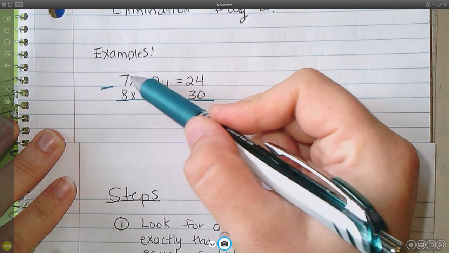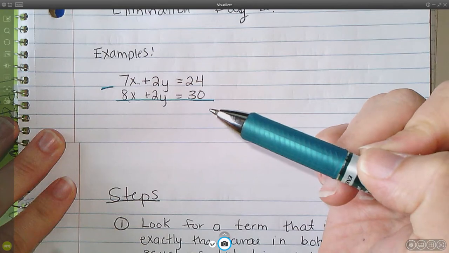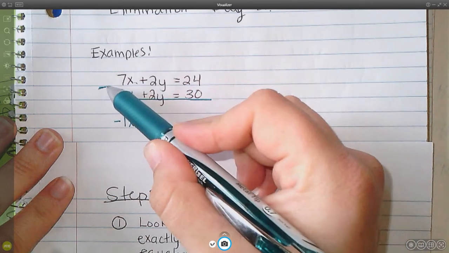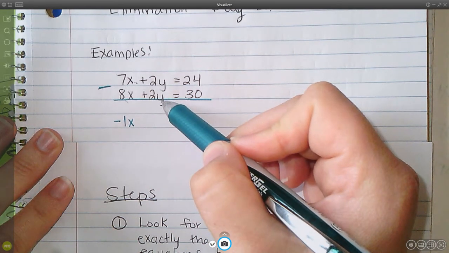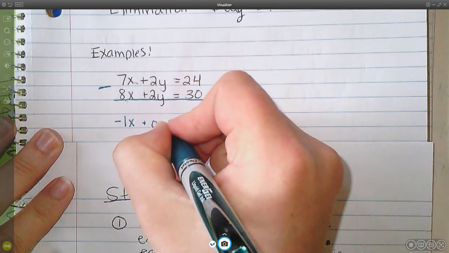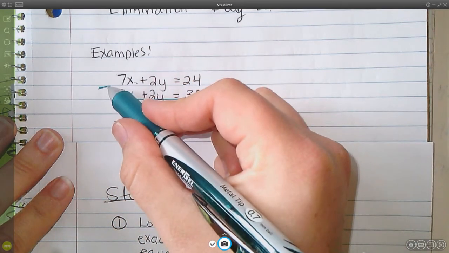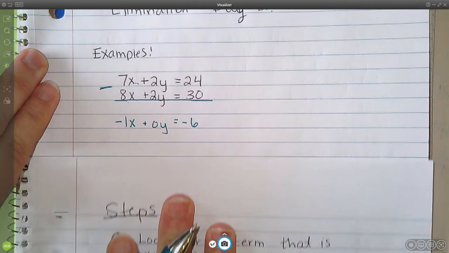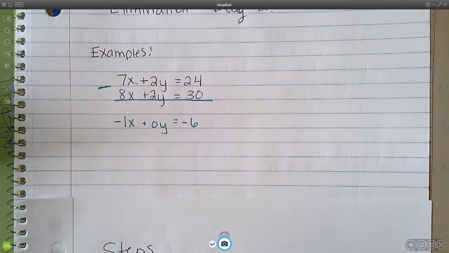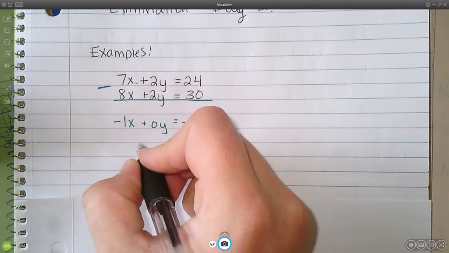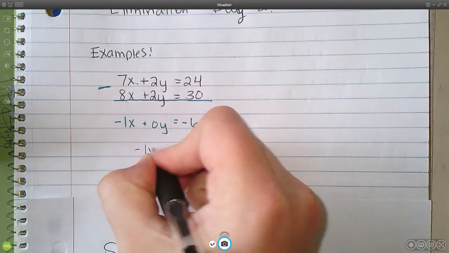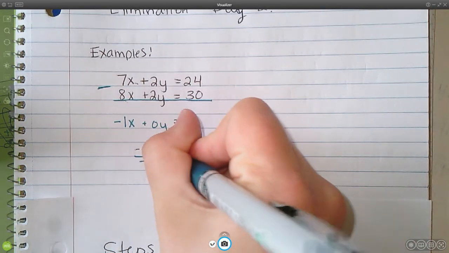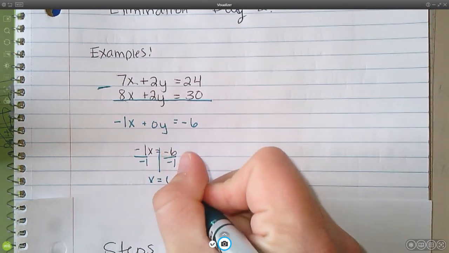So what is 7x minus 8x? Well, that's just negative 1x. What's 2y minus 2y? That's just 0y. 24 minus 30 is negative 6. The rest of our steps from yesterday are exactly the same. So we solve for the variable. We have negative 1x equals negative 6. We can divide both sides by negative 1, and you get x equals 6.